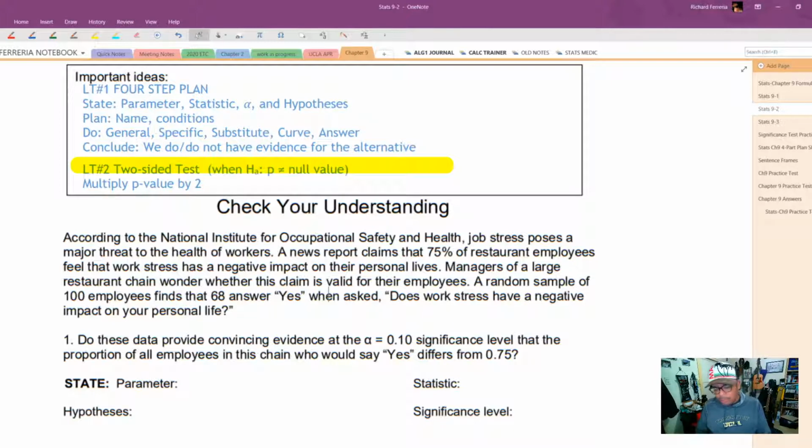Actually, maybe we should pause here for a couple seconds, get a good look at the important ideas, and then let's go to Check Your Understanding.